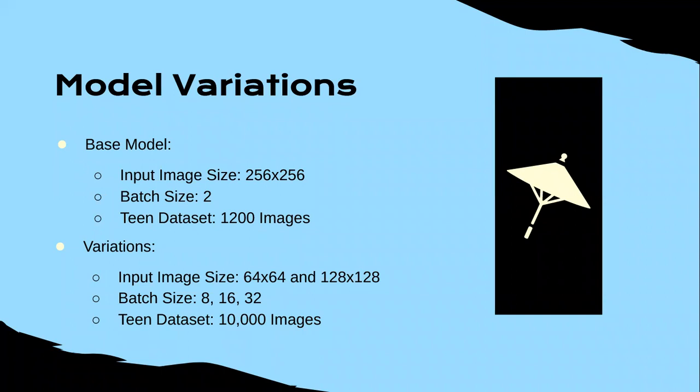And now for the model variations, we simply have to go through what we changed in the base model. It had an input image size of 256 by 256, batch size 2, and the teen data set was only 1,200 images. In the upcoming variations, we were able to increase the teen data size to 10,000 images by just running the scraper on more pages. We varied the batch sizes to 8, 16, and 32, and we varied the input image size to 64 by 64 and 128 by 128. These are some of the results.